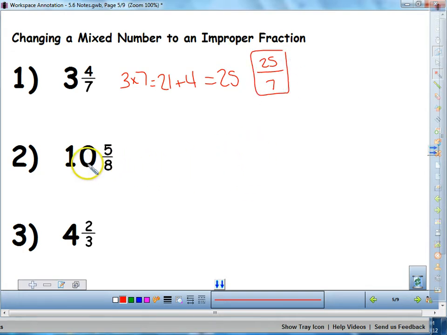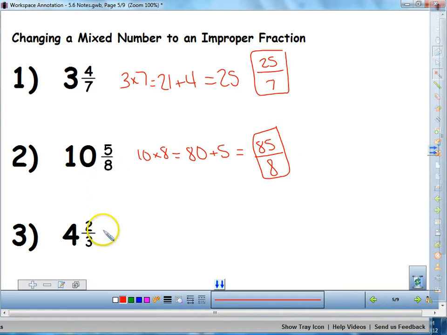So let's do it again. What's my first step? Yep, 10 times 8 is what I want to do. 10 times 8 is 80. Now I need to take this product and add it to the top. So 80 plus 5 gives me 85. That becomes my new top number. My bottom number stays the same. So 85 eighths is what we're going to say is equal to 10 and 5 eighths.